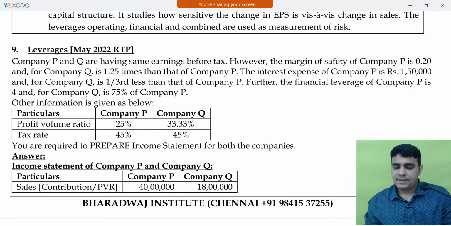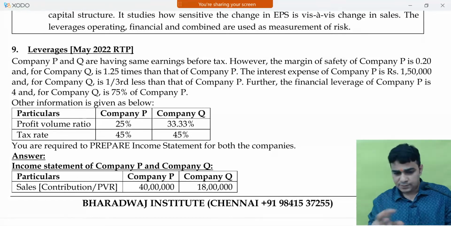Both the companies have the same earnings before tax. I don't know that number. Margin of safety is 0.20 for company P. Company Q is 0.25; company P is 0.20, 1.25 times. There's a use of this margin of safety. That is where the tricky part came.